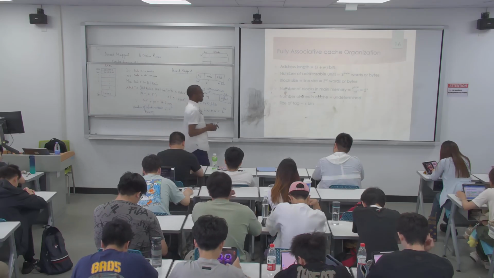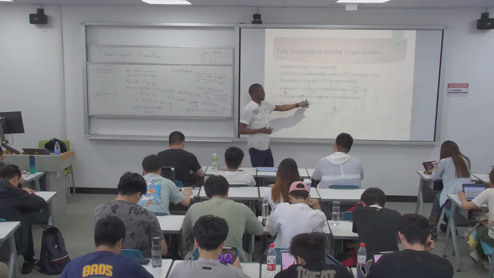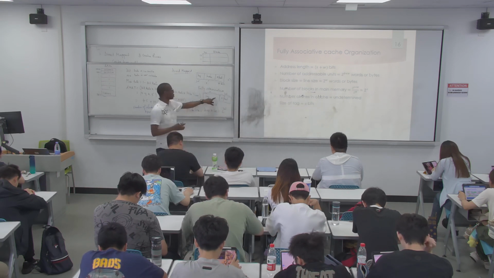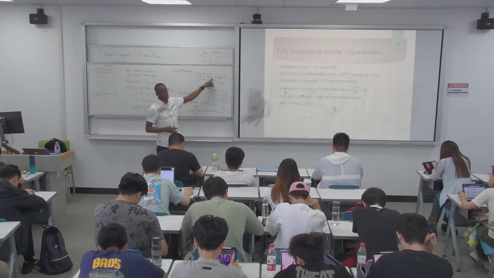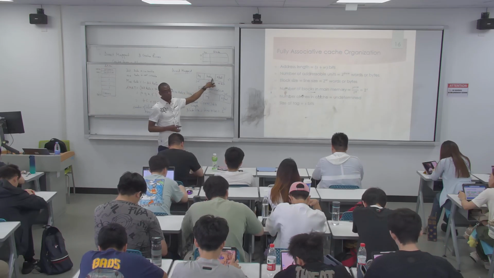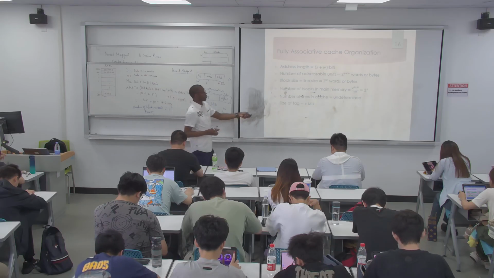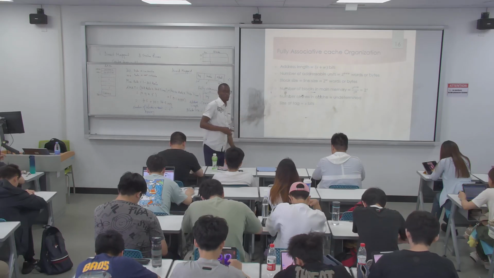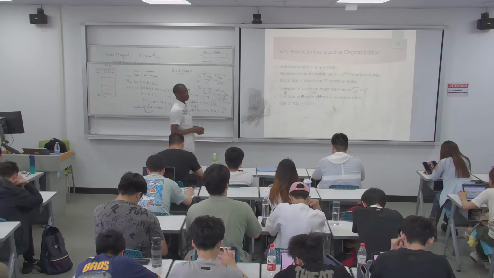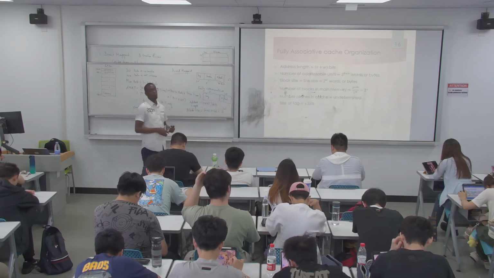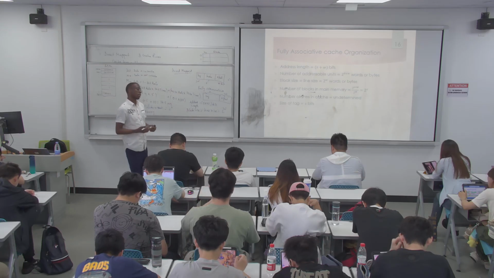Now, the number of lines in the cache cannot be determined because here we don't have the number of bits for the index to determine the total number of lines in the cache. That means it is very difficult to determine the total number of lines in the cache because we don't know the number of bits for the index.